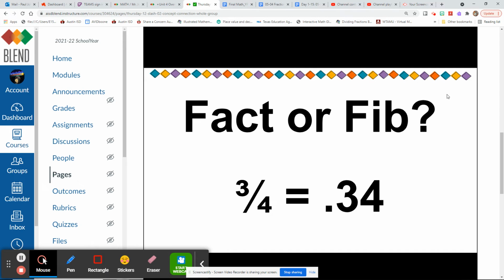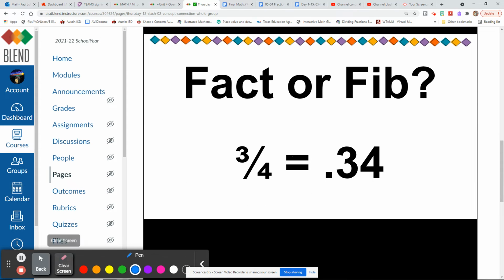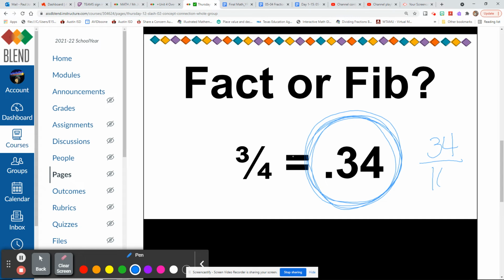Fact or fib. Go ahead and read these out loud. I think that reading them out loud will help you decide whether this is a fact or a fib. All right, go ahead. Welcome back. Well, if I was going to say this one over here, I can't say that one if I can't even circle it. There we go. This one over here, 34 hundredths. So 3/4 is not equal to 34 hundredths.